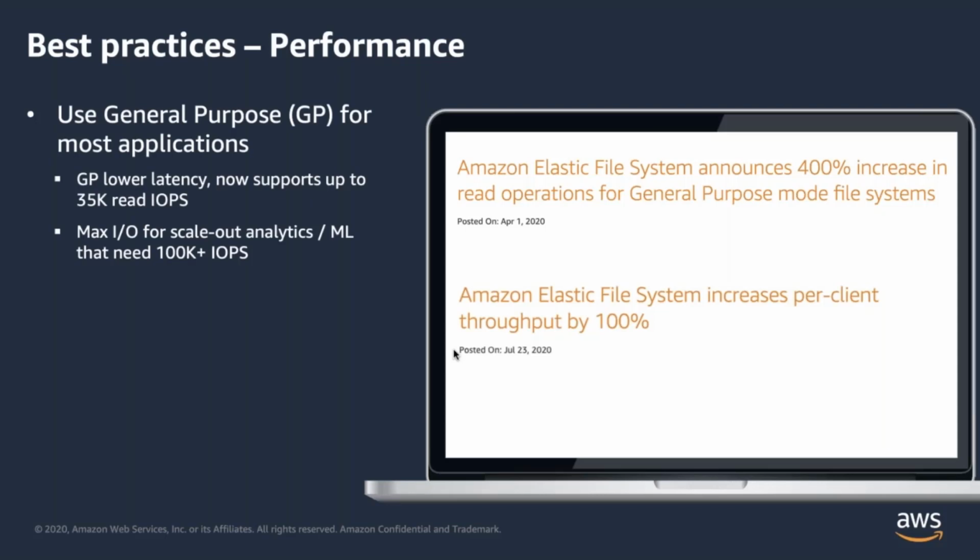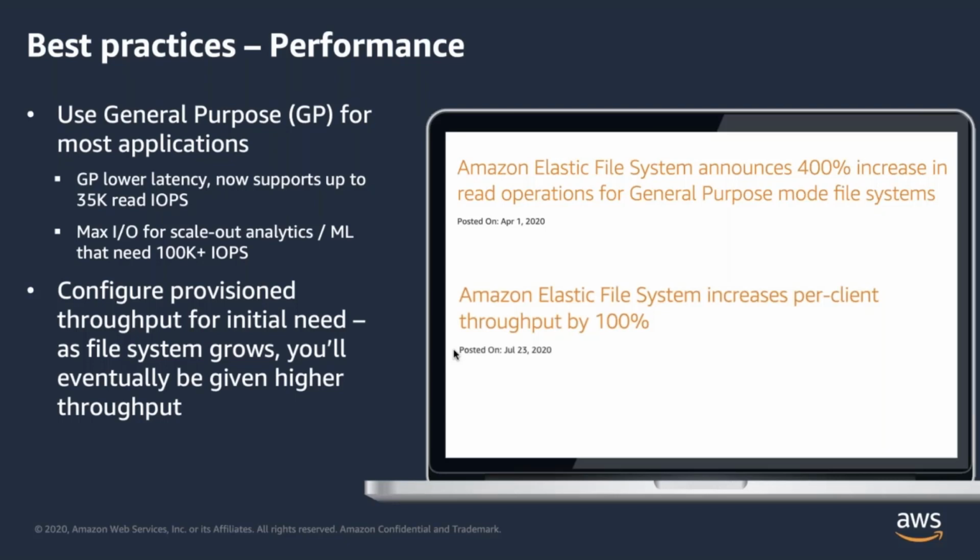So for best practices, my recommendation is always start with general purpose file systems. It offers the best performance characteristics for applications that are doing many metadata operations. There is another mode of file system called Max I/O, but you typically only see better performance with Max I/O when you have a highly distributed application that's operating on many different files and directories. If that doesn't sound like your application, you're probably going to see better performance with general purpose because it has a lower latency profile for metadata operations like open, lookup, read, write, things like that.